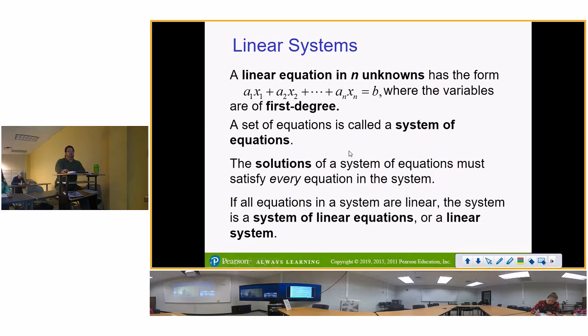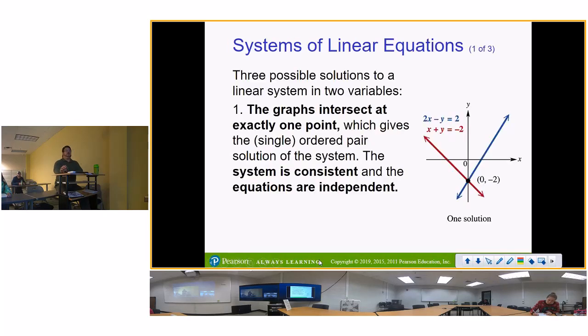I'm not going to go through all of this. Right over there on the right, that is a system of equations, and they have a solution. The solution is where they what? Intersect. If they don't intersect, they're parallel lines. That means they do not have a solution, so you would put no solution. If they are the same line, then you have infinite solutions, or all real numbers.